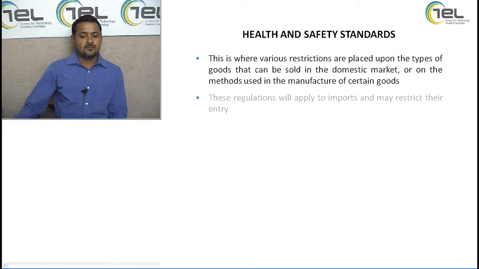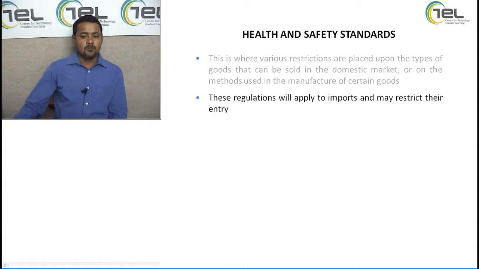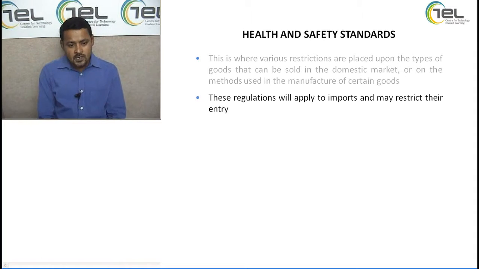Health and safety standards. This is where various restrictions are placed upon the types of goods that can be sold in the domestic market, or on the methods used in the manufacture of certain goods. These regulations apply to imports and may restrict their entry. For example, certain countries in the European peninsula have put a restriction on the import of certain kinds of masalas, like a particular kind of chili powder, which cannot be exported to countries like the UK and Germany.